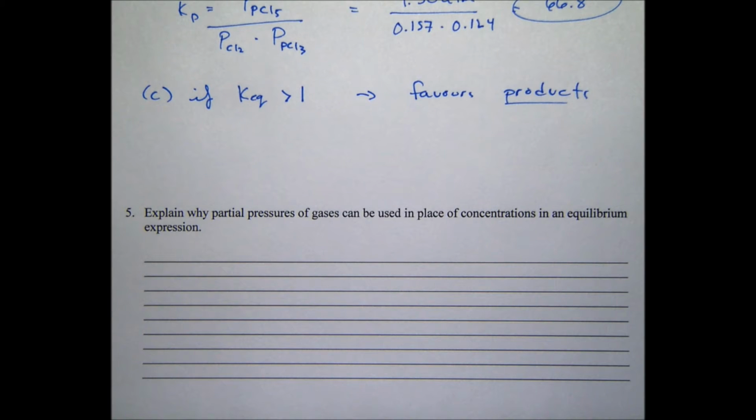So we move on to question 5, which is sort of a little bit of theory. It says explain why partial pressures of gases can be used in place of concentrations in an equilibrium expression.